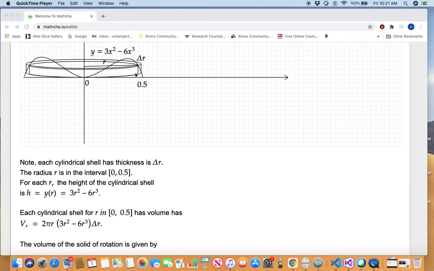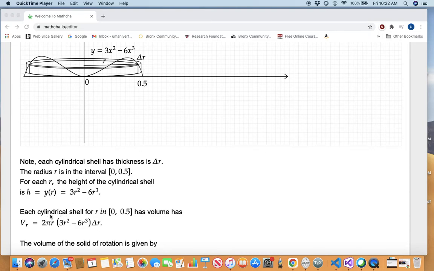What is the height? Well, height is given by this point, that is the y-coordinate. The y-coordinate is 3x squared minus 6x cubed. So what should I substitute for x? Well, that's my x-coordinate. Radius is my x-coordinate. So the height is 3r squared minus 6r cubed. So for each r, the cylindrical shell has volume 2 pi r times 3r squared minus 6r cubed delta r.